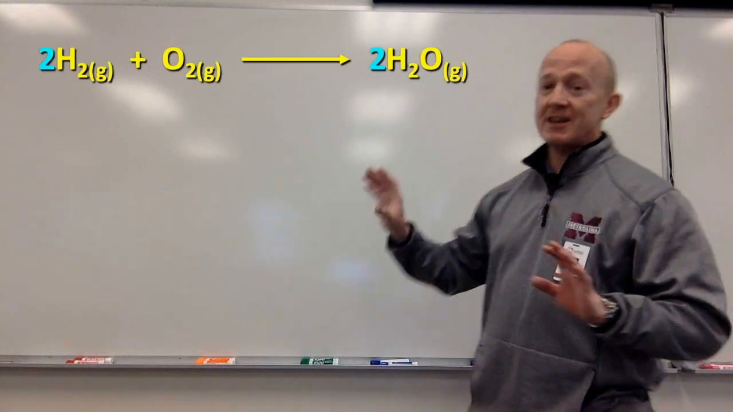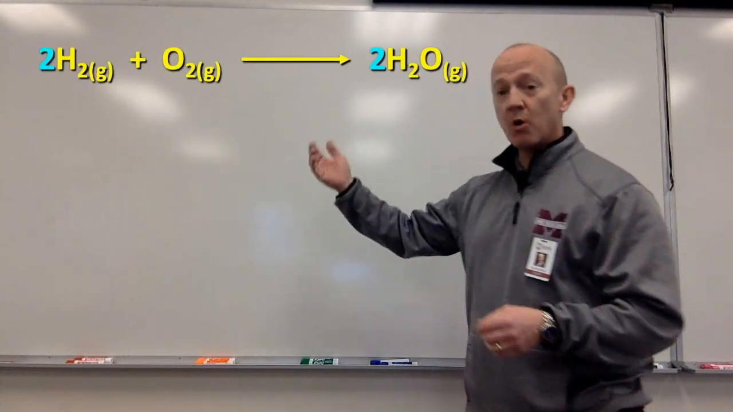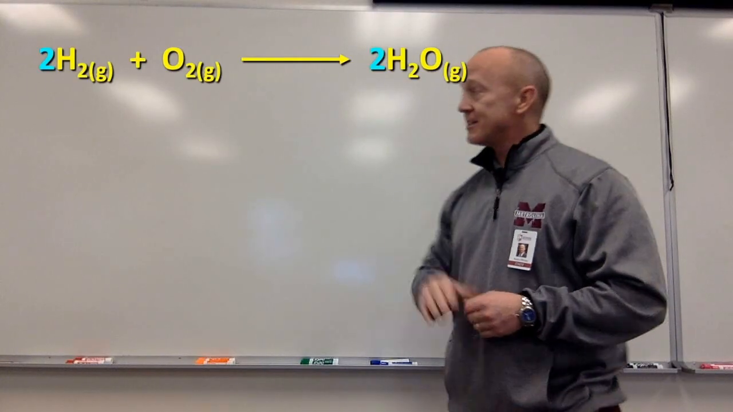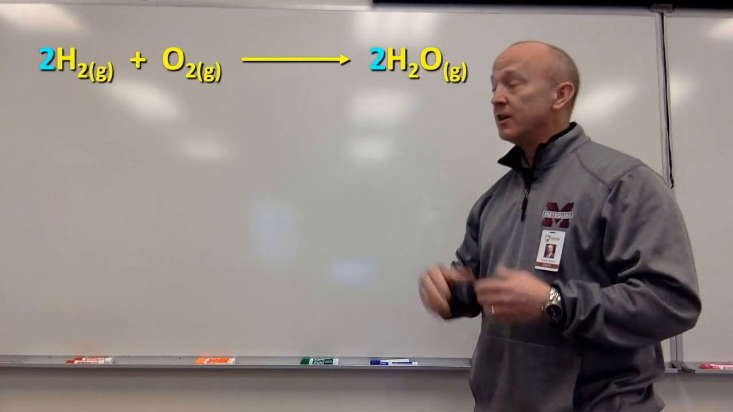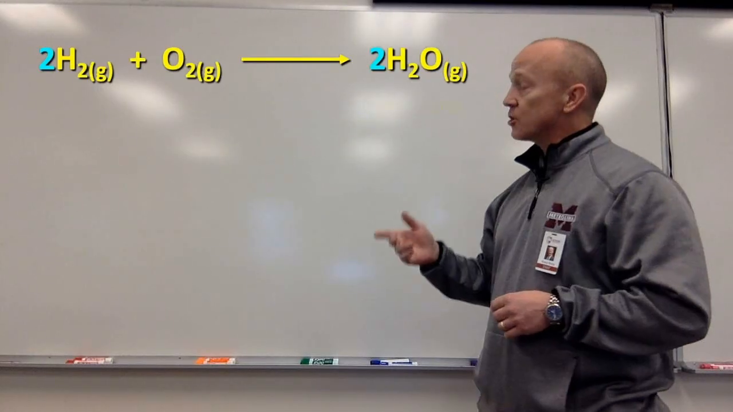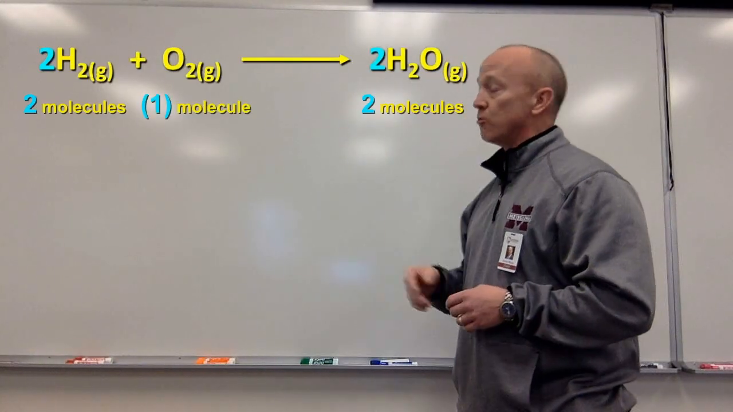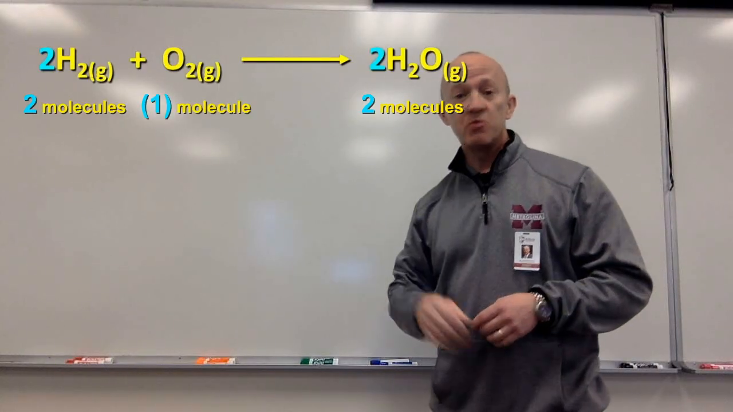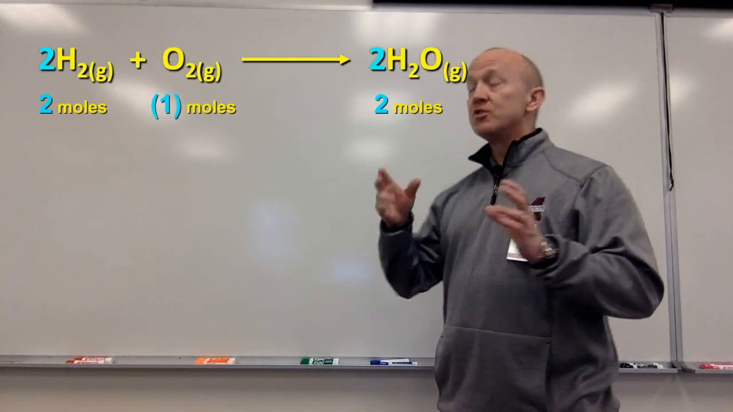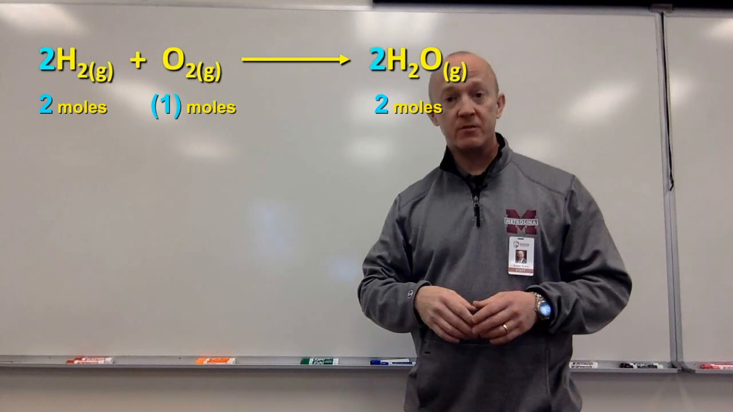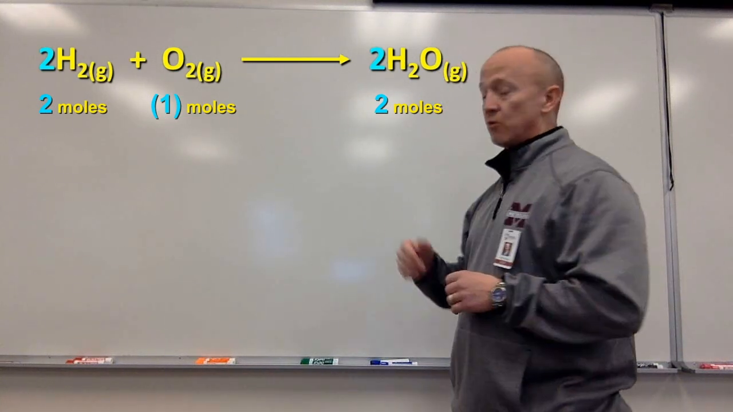Now, we've already seen how these chemical equations can be used to report on moles or molecules, right? As in this one, where we have the reaction between hydrogen gas and oxygen gas to produce water vapor. In this equation, we can see that 2 molecules of hydrogen can react with 1 molecule of oxygen to produce 2 molecules of water vapor. Or 2 moles of hydrogen can react with 1 mole of oxygen to produce 2 moles of water.